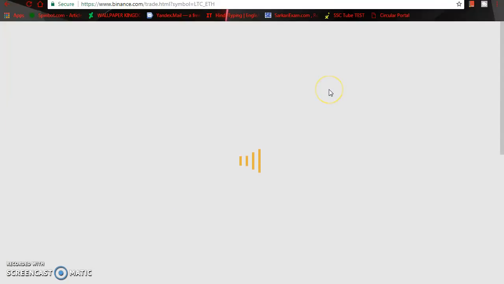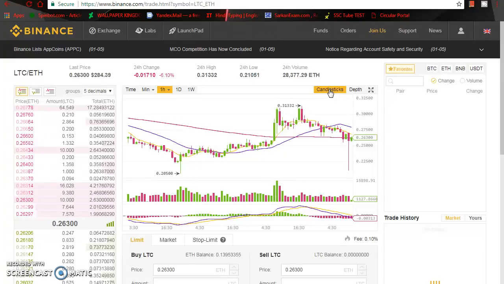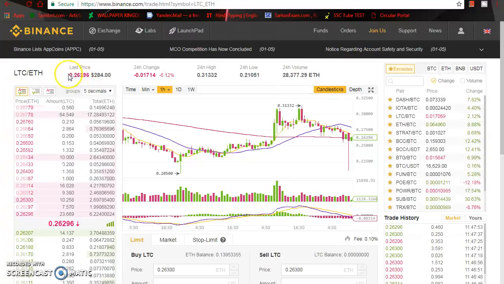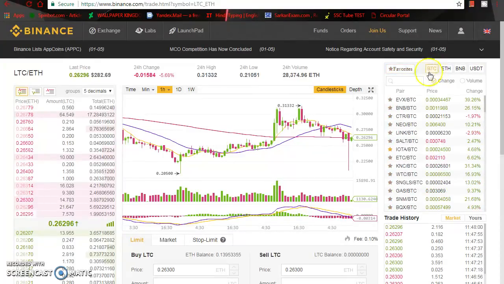Let's, oh my god, my net is a little bit slow. Okay, so as you can see, basic, and now you can trade through Bitcoin. If you want to buy any coin through Bitcoin, you just tap here. Like you just want to buy a Neo right now.